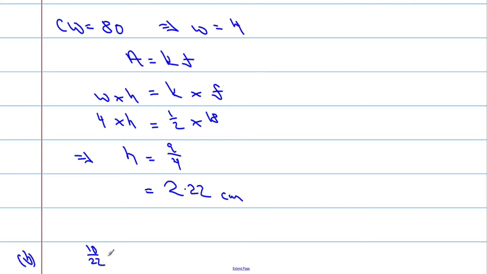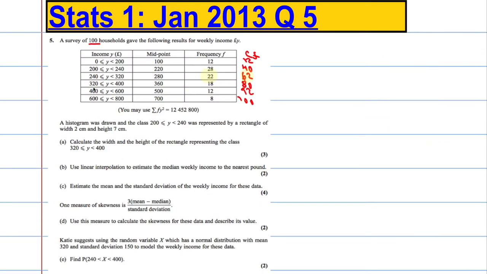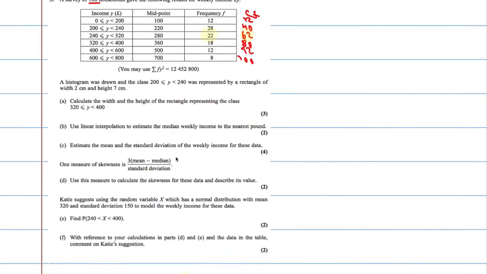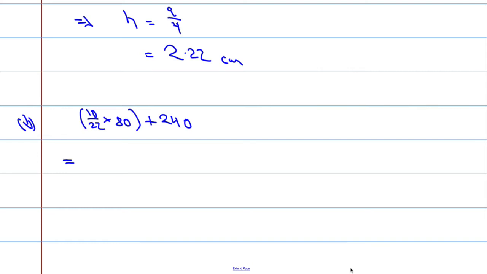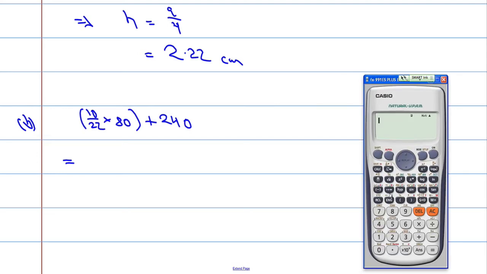So 10 out of 22 multiplied by the class width, which is 80. And what we're going to do is add on the lowest bound. The lowest bound for this particular one is going to be 240 plus 240. So, out with the calculator. Let that do all the difficult work here. So you get 10 out of 22 times 80. Close off the brackets. And we need to add on the lower bound, which is 240.